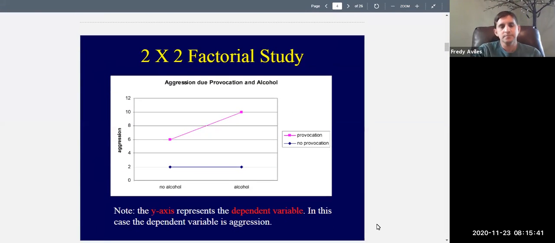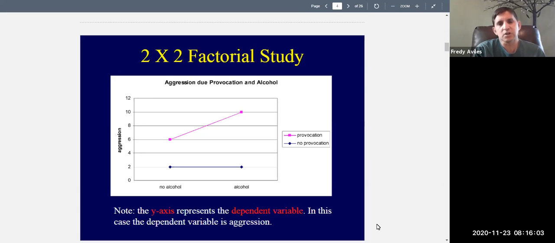Okay. Now it says to look at the lines. Are they sloped or are they basically horizontal? Okay. Are they flat? Okay. So you can see the top one, the one that says provocation, that one has a slope. That one is, you can see, is going up. The one on the bottom is flat, okay?